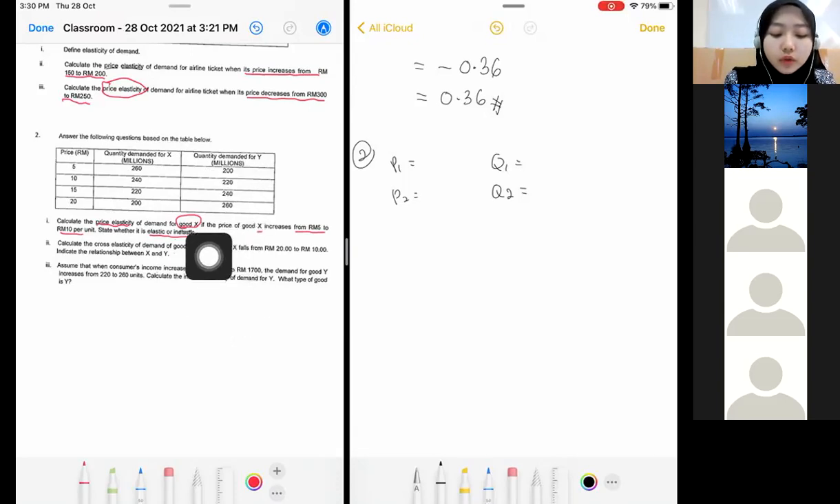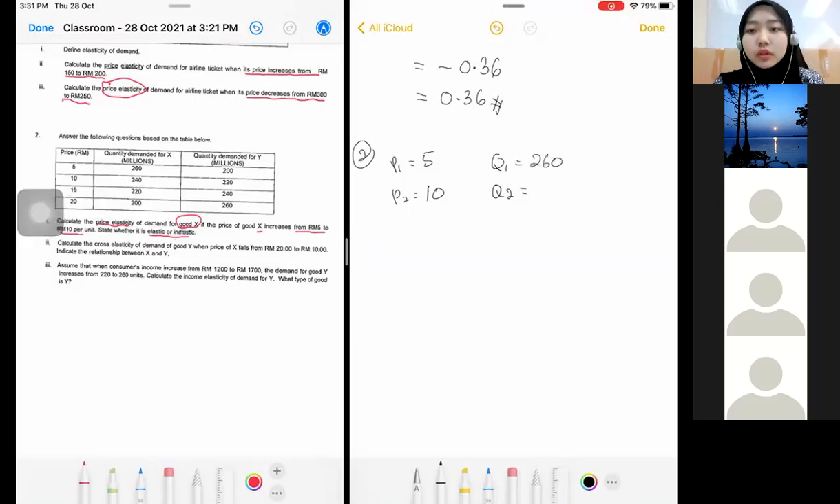Okay, so let's just straightaway put the P1, P2. P1 is 5 ringgit. P2 is your new price, after the increase, becomes 10 ringgit. Okay, and then the quantity, if the price is at 5 ringgit, look at the table. When the price is at 5 ringgit, the quantity demanded of X is 260. Yeah, 260.